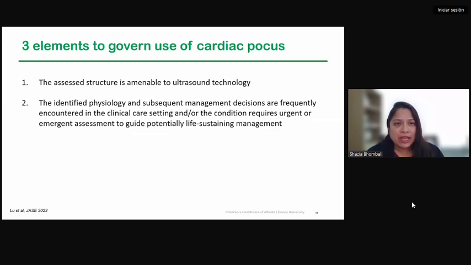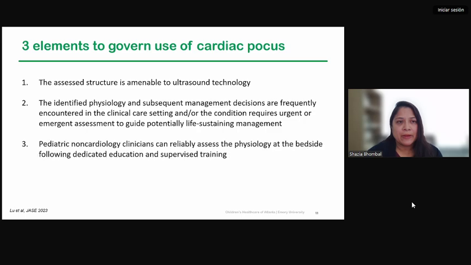Does the identified physiology and the subsequent management decisions, are they frequently encountered in the clinical care setting, or is it a condition requiring urgent or emergent assessment, such as a pericardial effusion, to guide potentially life-sustaining management? And finally, can pediatric non-cardiology clinicians reliably assess the physiology at the bedside following dedicated education and supervised training?